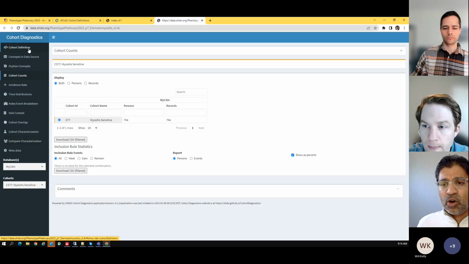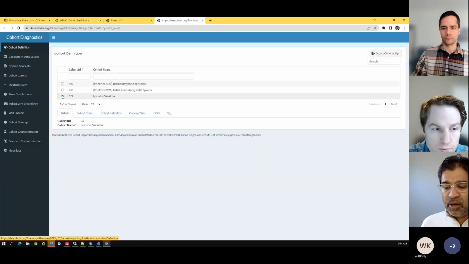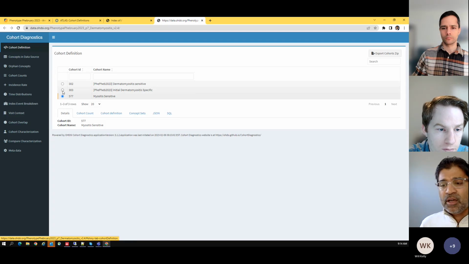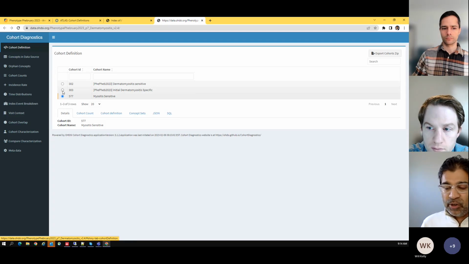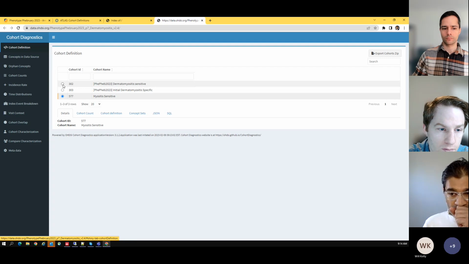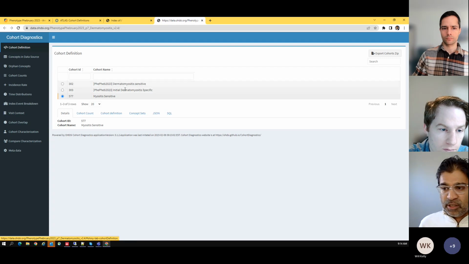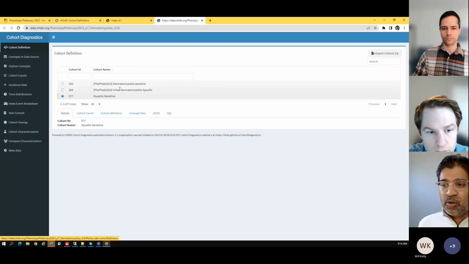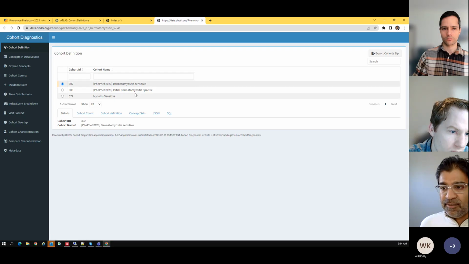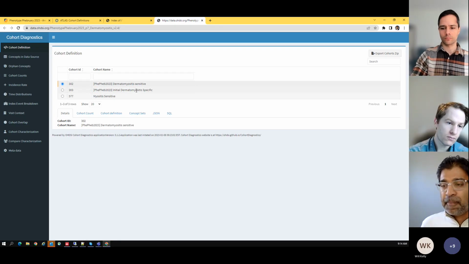Now I took the same cohort JSON specifications and ran them on a data source that I have access to. I've not looked at the results at all, so I'm looking at it with you for the first time. There were two cohort JSONs that you shared with me. One was labeled myositis sensitive, another myositis specific, so I called them as such. There has been no change to your cohort definitions at all. It's used as is. So there is dermatomyositis sensitive and dermatomyositis specific.